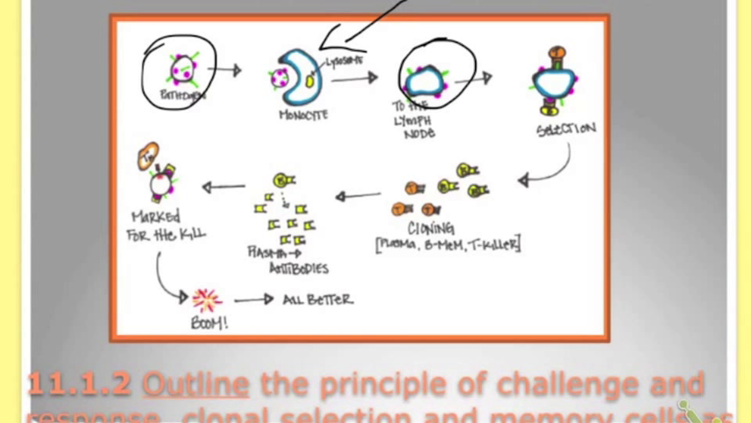These B and T cells are then going to be cloned. They're going to basically make an army of lymphocytes specific to this pathogen. In this case, we've got both plasma cells, B memory cells, and T killer cells being produced in mass.